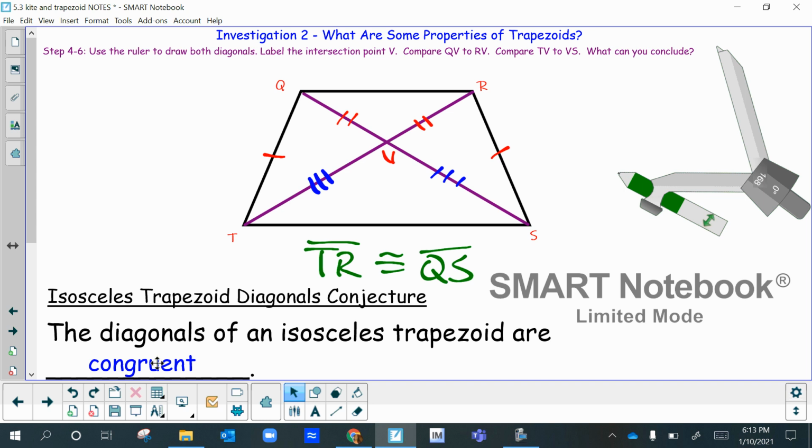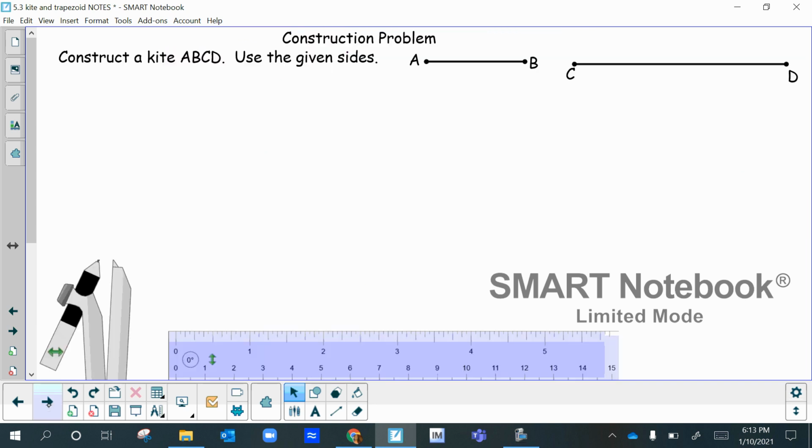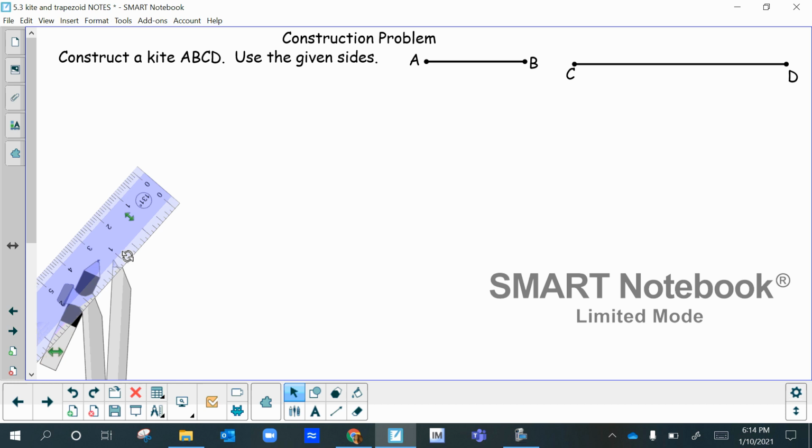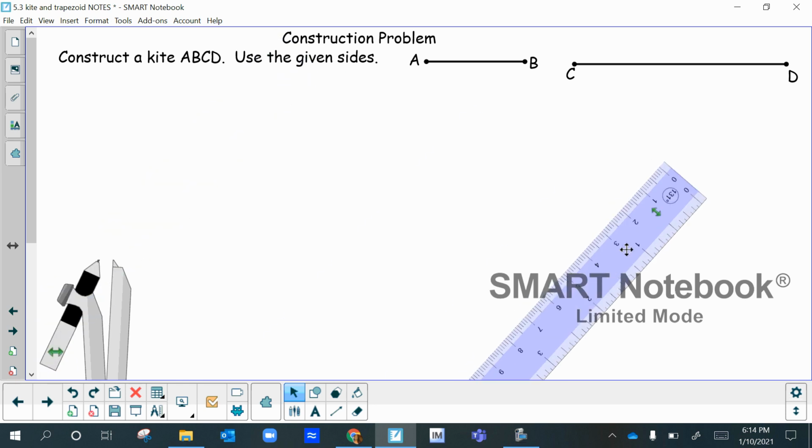Okay, so all these properties are pretty easy. Now you just got to apply them to problems and maybe solve for side lengths and angle measures. So let's just do one last construction problem because this will be on your homework and will possibly be on your test. It says construct kite ABCD and use the given sides, AB and CD.